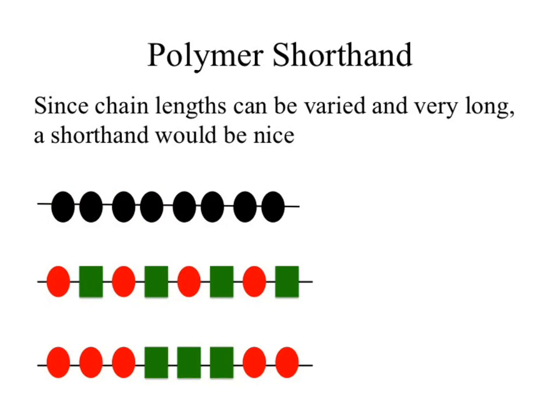What about these? What would our repeating unit or our shorthand be for these? For the middle one, it would just be a circle and square. Okay, anybody disagree? Oh, come on, be adventurous. It could be circle, square, circle. Why not square circle?